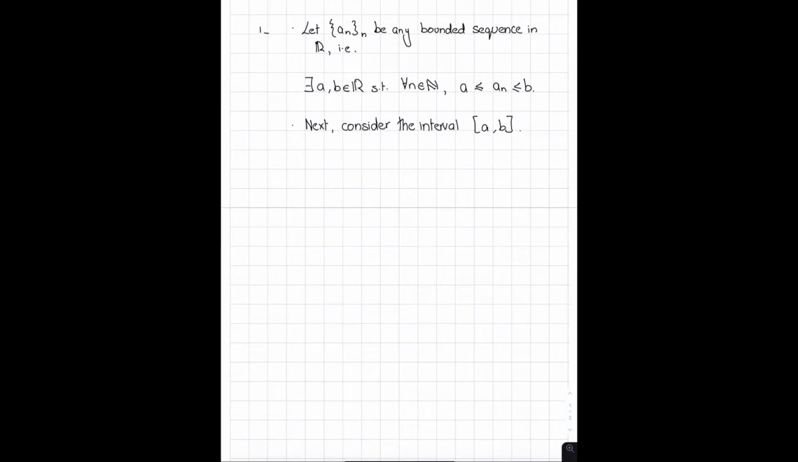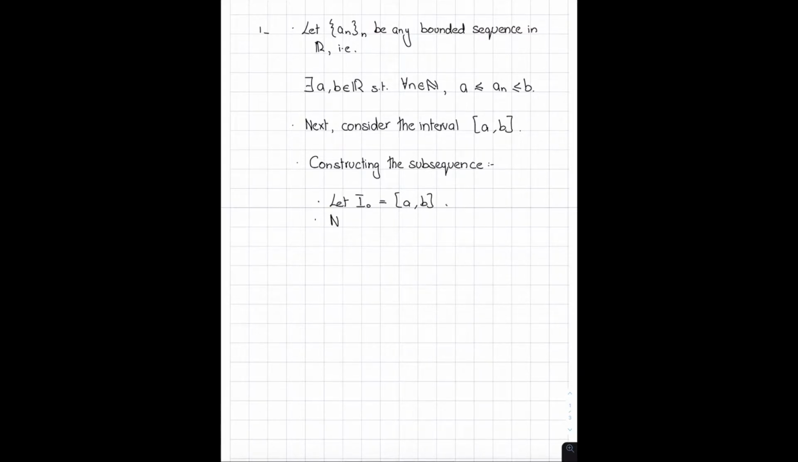And this is where I am going to create those intervals that I was talking about. So I'm going to label this constructing the subsequence. Okay, so let's begin. Let I of 0 be equal to the closed interval a comma b.